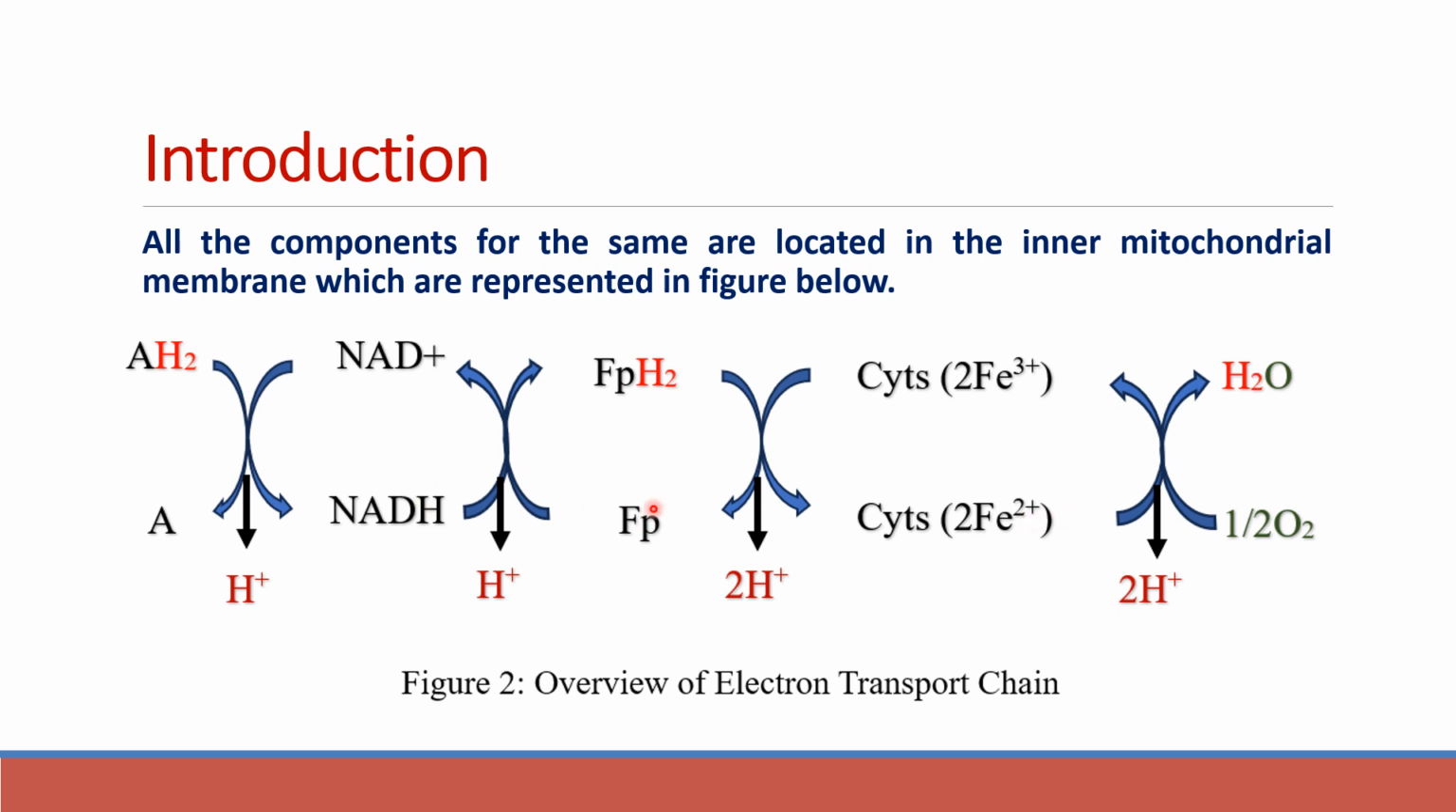So you have a series of components which are present in the inner mitochondrial membrane. As these electrons are getting transferred across the membrane, finally they end up reducing oxygen to water. So all these are the components that are located, and you can see that some are getting reduced while some are getting oxidized, and finally a proton gradient is generated, which is mainly the sole source for ATP synthesis.